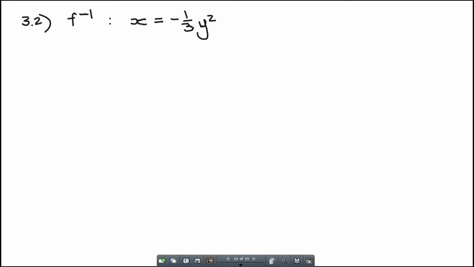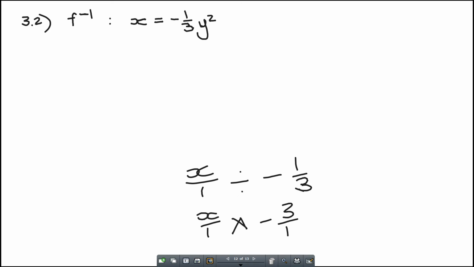Okay, so now I first got to get rid of that minus a third. So if I take it over, it will become divided by minus a third. So look here, that x is x over 1 divided by minus a third. I change that to a multiplication, which means that these two swap around, so it becomes 3 over 1. Do you guys agree? So you will have minus 3x. Does that make sense? Okay, so minus 3x is equal to y squared.